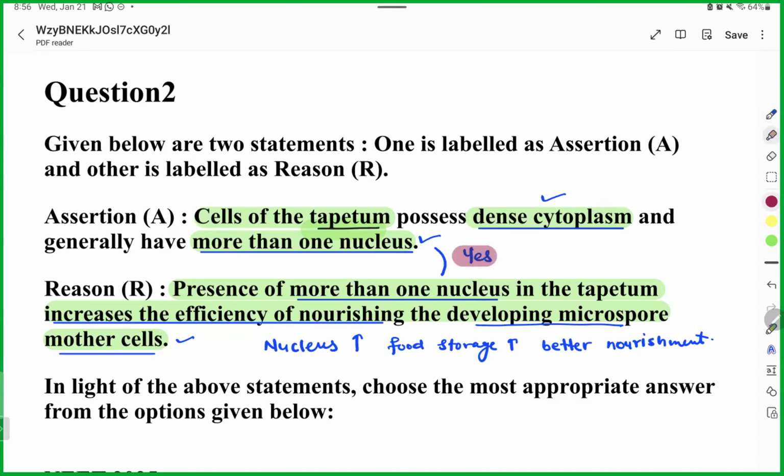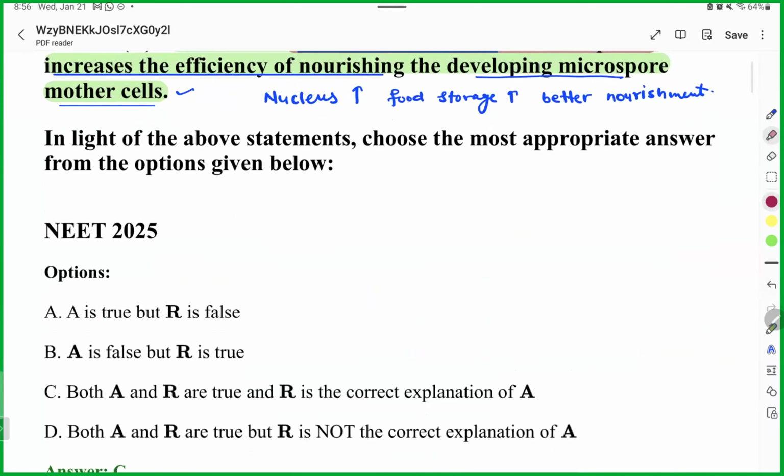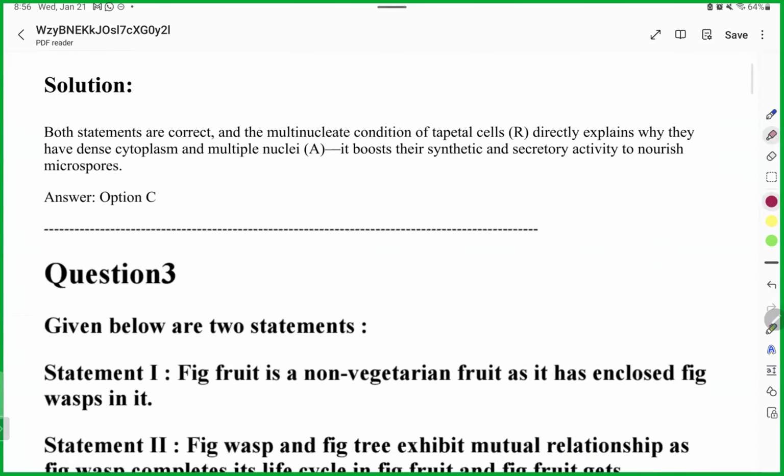The cells of the tapetum possess dense cytoplasm and generally more than one nucleus because it increases the efficiency of nourishment, right? The presence of more than one nucleus in the tapetum is naturally explained by this. It is the explanation. Any doubt? No, sir.